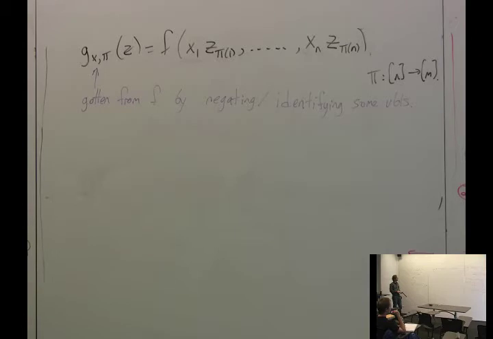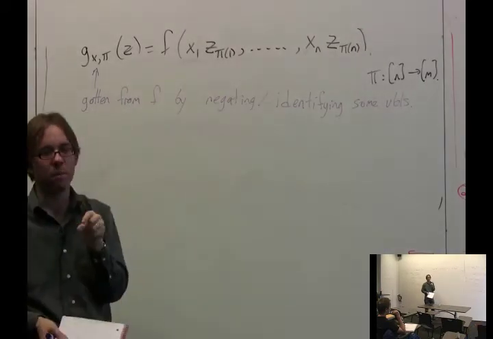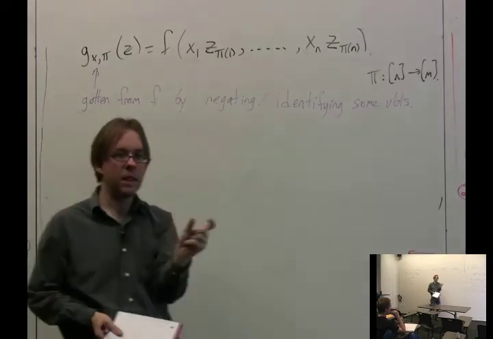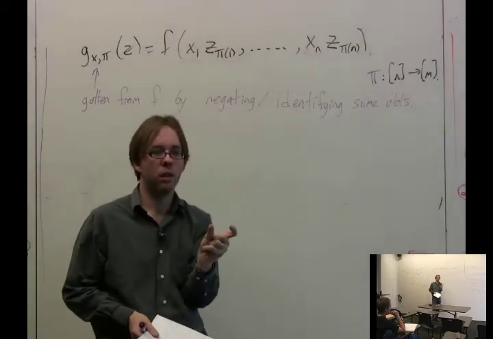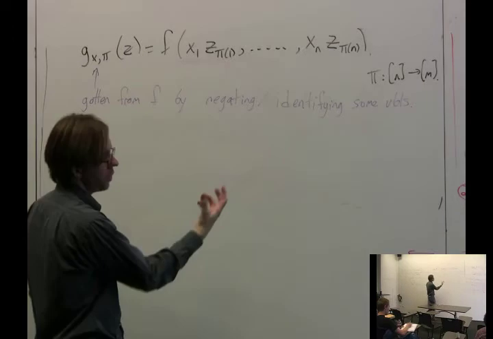Really what we're doing here is we're taking f, which is defined on n things, and we're taking m symbols, z1 through zm, and we're substituting for each coordinate of f one of the z symbols or possibly the negative of one of the z symbols. So you're plugging in fewer than n new variable names for the n original variable names, and also possibly throwing in some minuses. So the x tells you which variables to negate, and pi tells you which variables to identify.